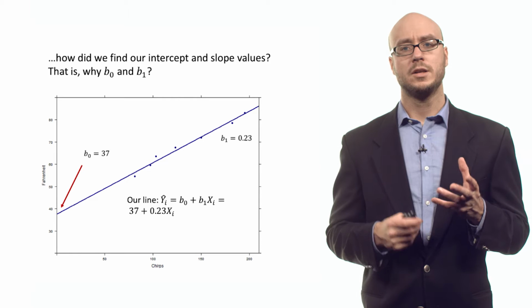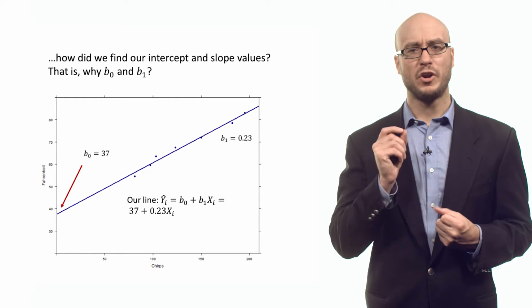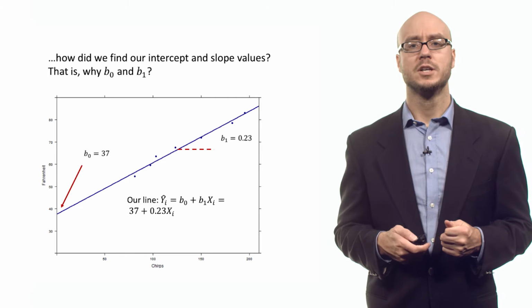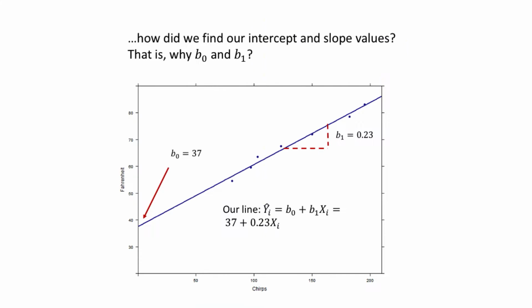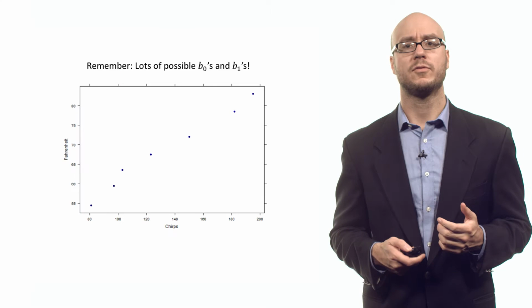This is cool, but we might ask, where do we actually get these particular values of the intercept and slope? So for the example of cricket chirps per minute, we get this particular value of the intercept. When x is 0, when the number of cricket chirps per minute is 0, we get this expected mean temperature of 37 degrees Fahrenheit. And then we have this value of the slope, B1. For every 1 unit increase in cricket chirps per minute, the temperature is expected to increase by 0.23 degrees Fahrenheit. But where do we get these particular values of the slope and the intercept? Where do they come from?